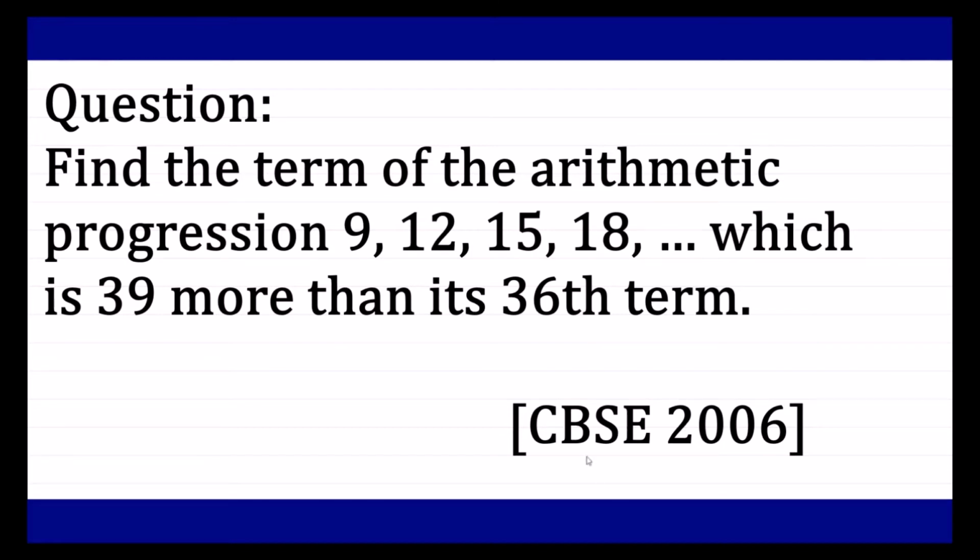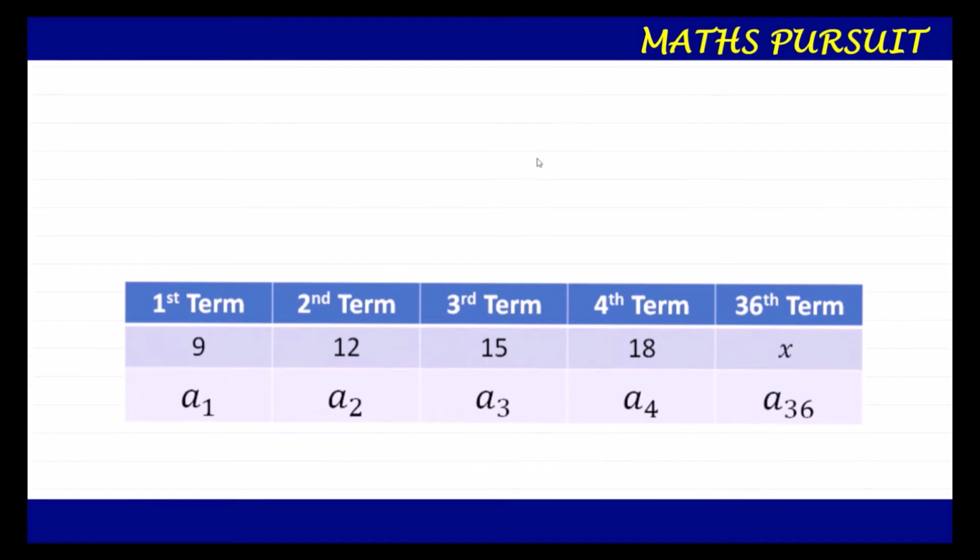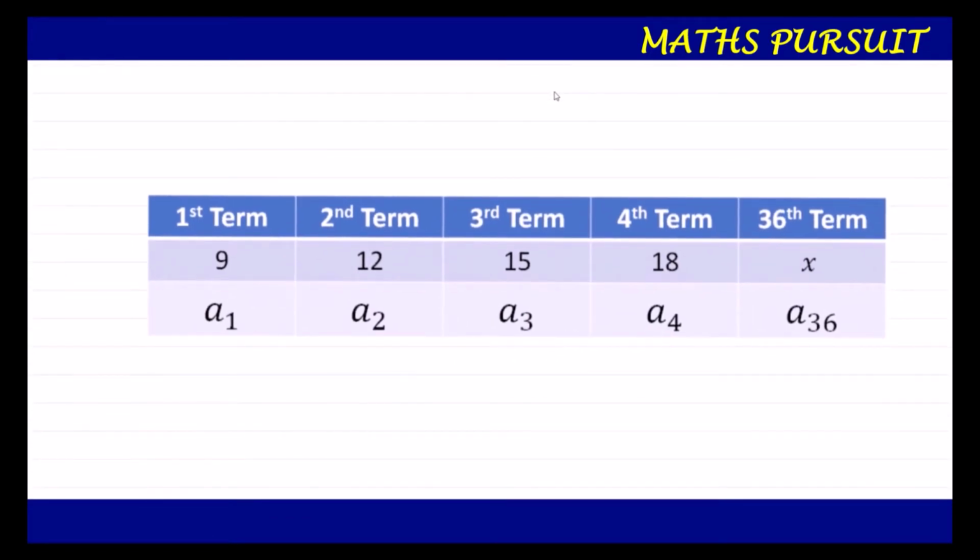So let's see. For the purpose of answering this question, I have drawn a table because I always prefer putting the given arithmetic sequence in tabular form so that we will not get confused with the numbers. Now guys, the given arithmetic sequence is 9, 12, 15, 18. So you could see that I have taken 9 as the first term, 12 as the second term, 15 as the third term, 18 as the fourth term, and we do not know the value of the 36th term. This is what we are going to find out.